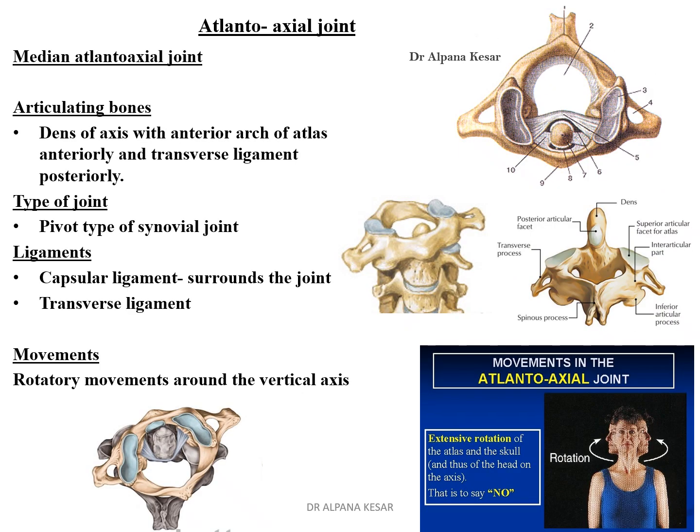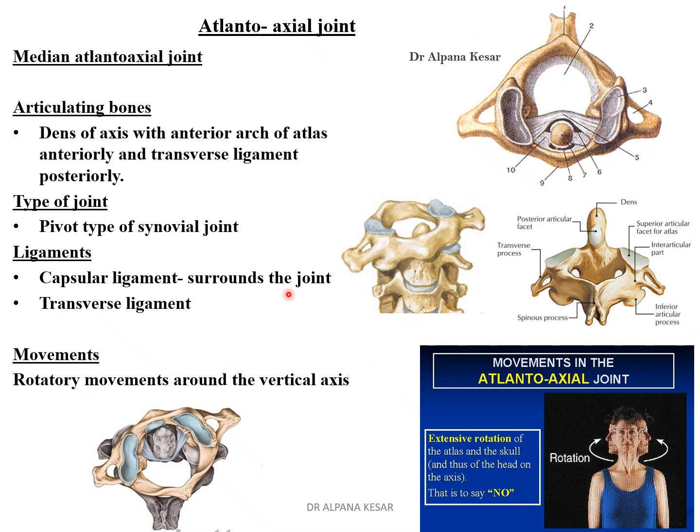Median atlanto-axial joint. The articulating bones in the median atlanto-axial joint are the dens of axis with the anterior arch of the atlas anteriorly and the transverse ligament posteriorly. It is a pivot type of a synovial joint. The ligaments of the joint are the capsular ligament that completely surrounds the joint cavity and the transverse ligament which is present behind the dens.